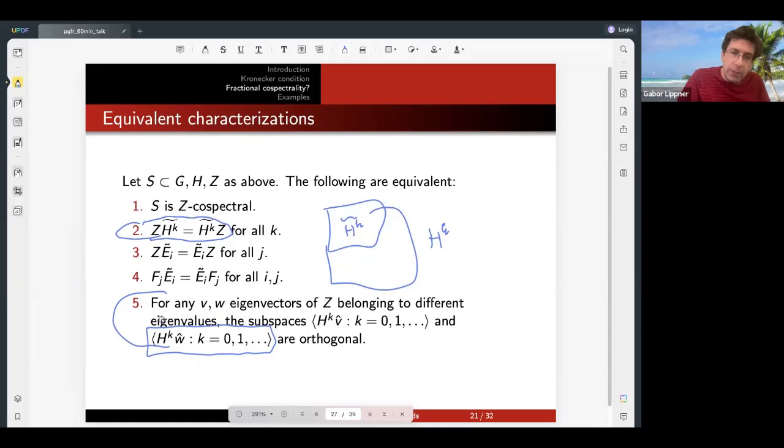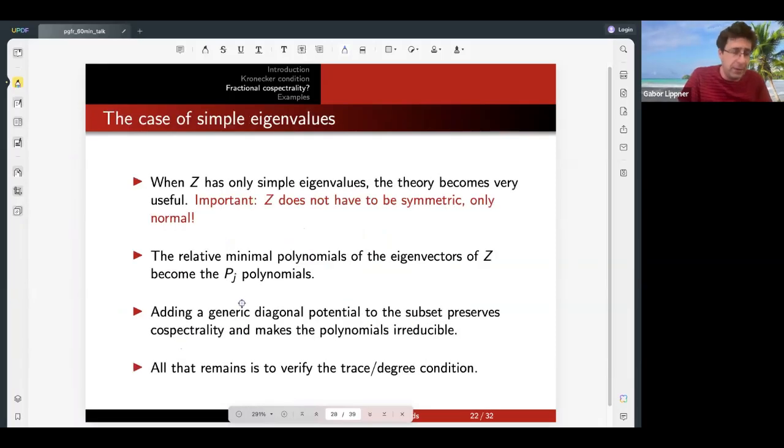And we can compute polynomials. Basically, the relative minimal polynomials of each of these vectors are going to give me the P1 through PS polynomials that capture the eigenvalues in that part. So this only works if Z has only simple eigenvalues. In the more general cases, it really becomes very, very complicated. So we don't really know how to use Z cospectrality if Z does not have simple eigenvalues. But once it does, then these relative minimal polynomials give me these P polynomials that capture my partition.